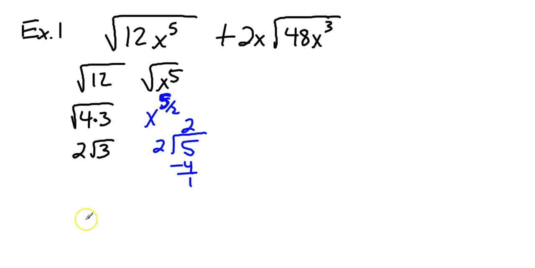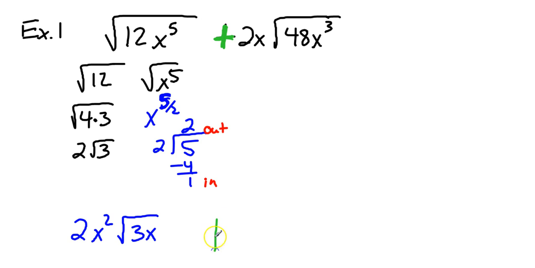Okay, so we've got the 2 that's on the outside here. We're also going to have 2 x's on the outside. On the inside, you're going to have a square root of 3, and then you're also going to have 1x. So this one goes on the outside, this stays on the inside. Okay, so there's your first term simplified and broken down as much as you possibly can. Then you've got the plus.